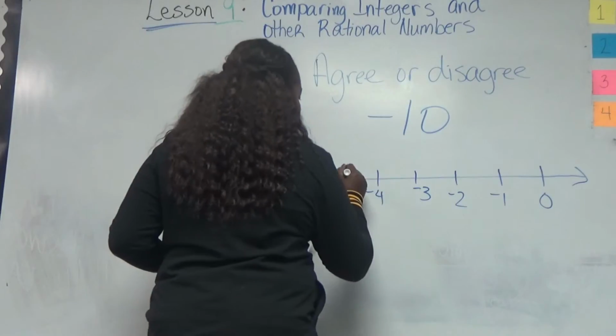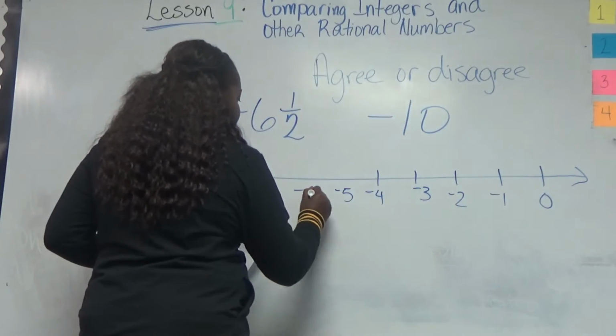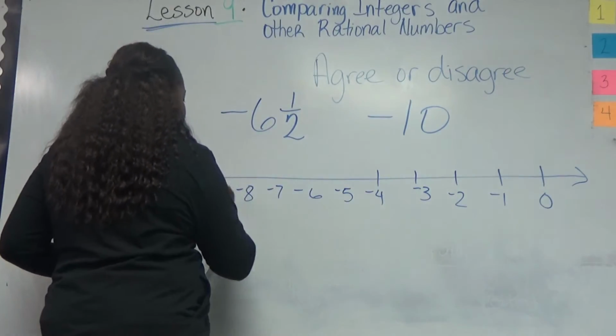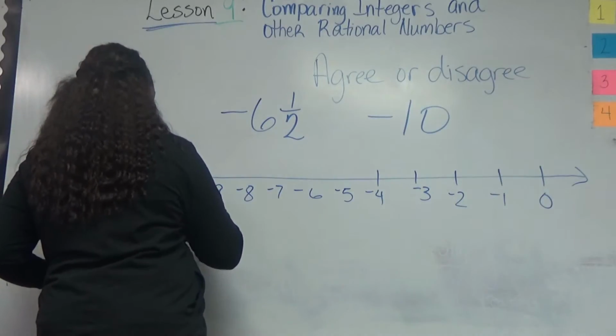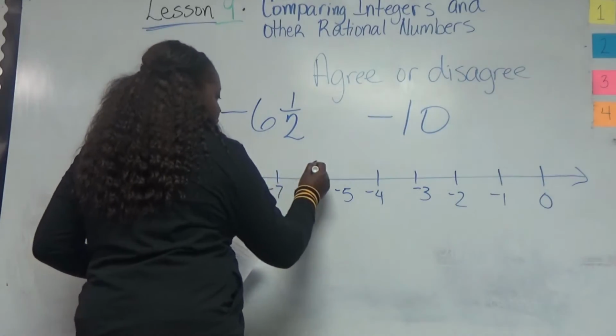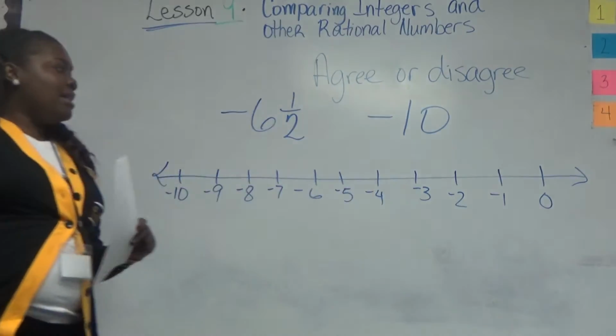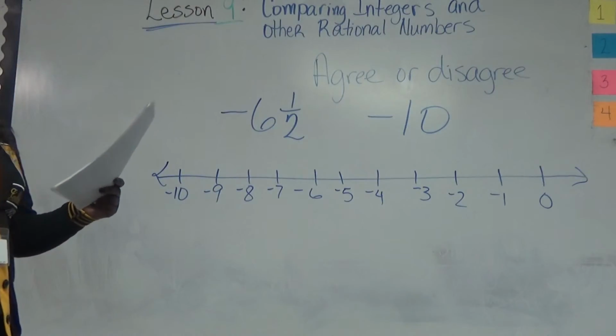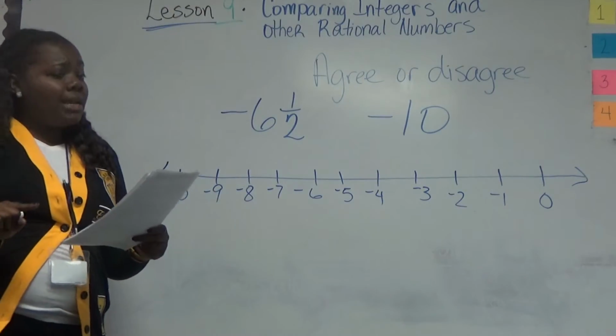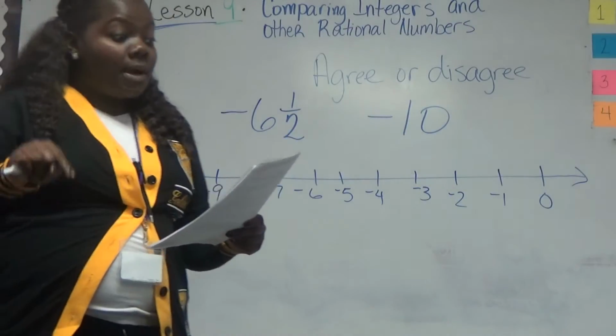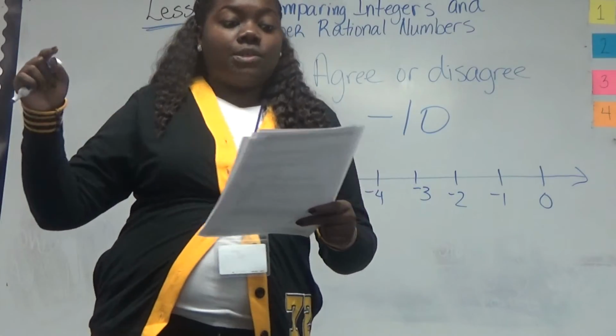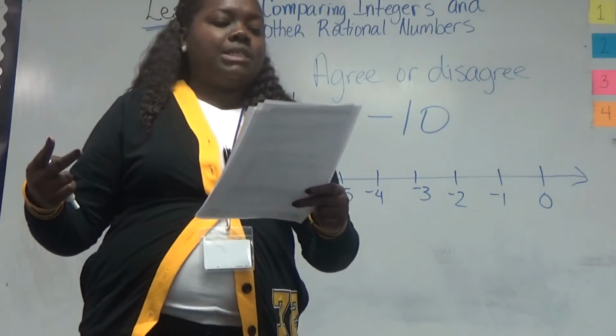-3, -4, -5, -6, -7, -8, -9, -10. Alright, so here's my negative number line. Alright, so we have to read Felicia's story to see if what she's saying in here we're going to agree with her or whether we're going to disagree.